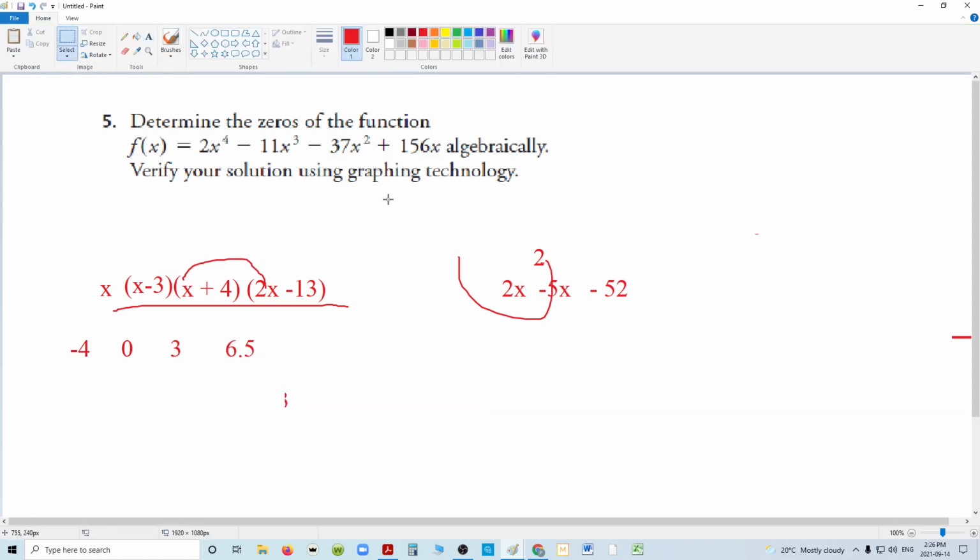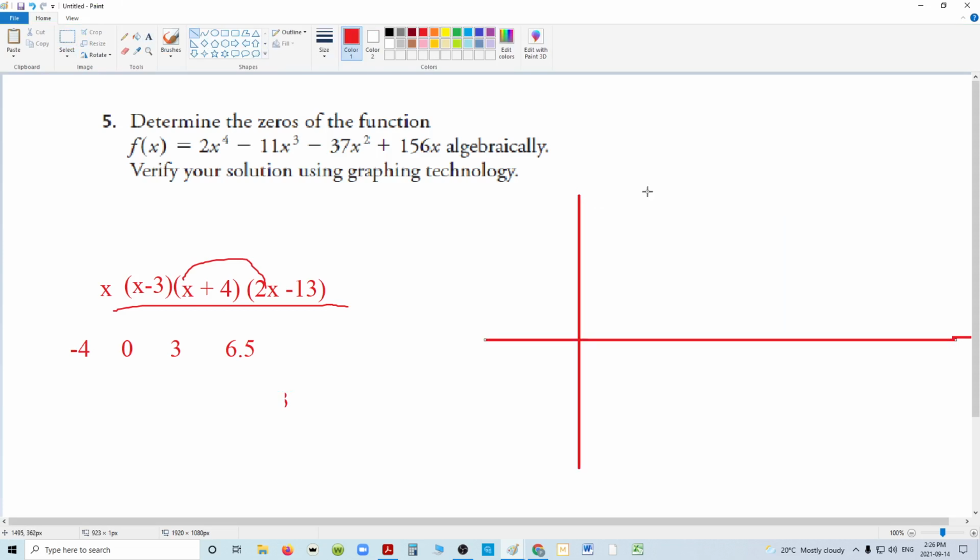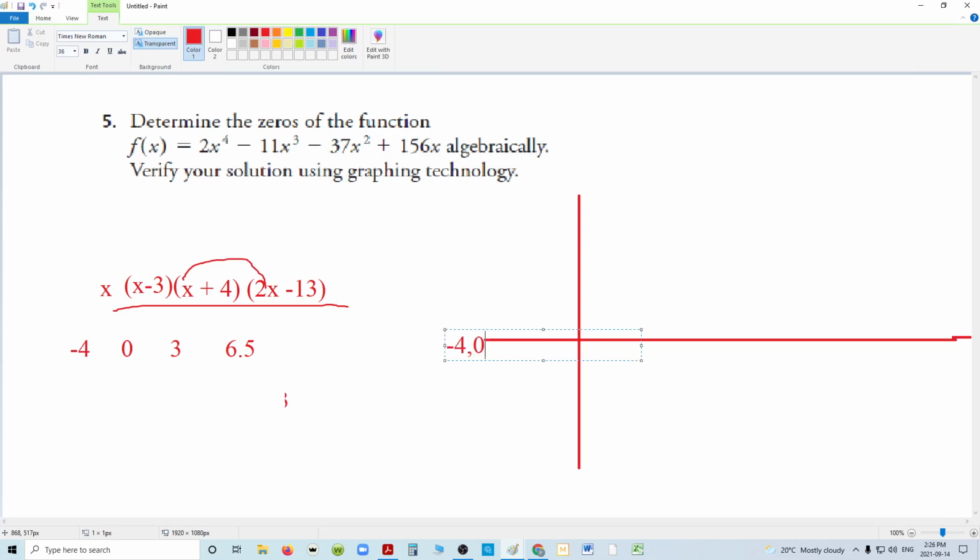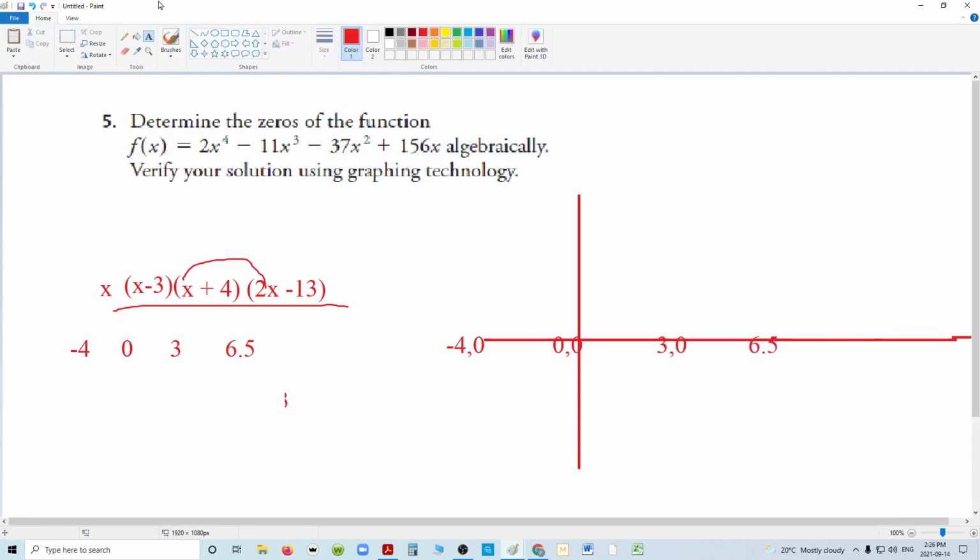Since we're dealing with a quartic that has a positive leading coefficient, and it doesn't have a y-intercept, it's going to go through minus 4, 0, 0, 0, 3, 0, and 6.5, 0. And it will look like this.